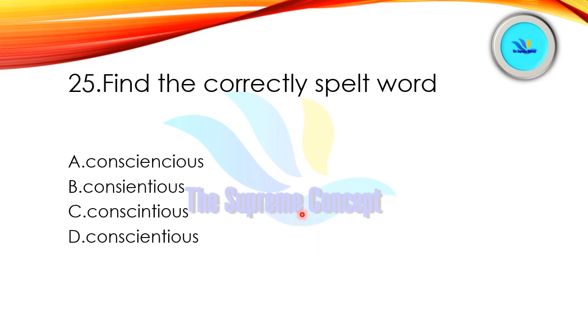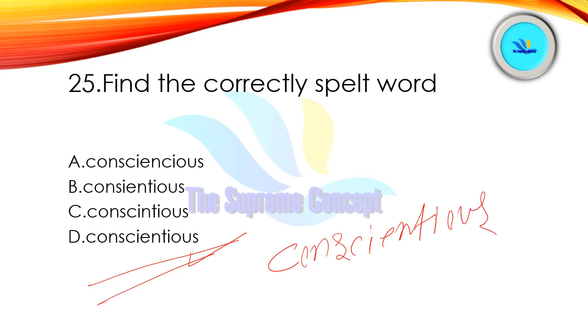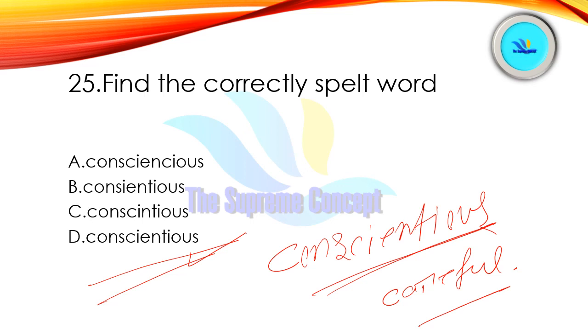Find the correctly spelled word of conscientious. Option number D is correct here. Conscientious, C O N S C I E N T I O U S, which means careful, wishing to do one's work or duty very well or thoroughly. So it is called conscientious.